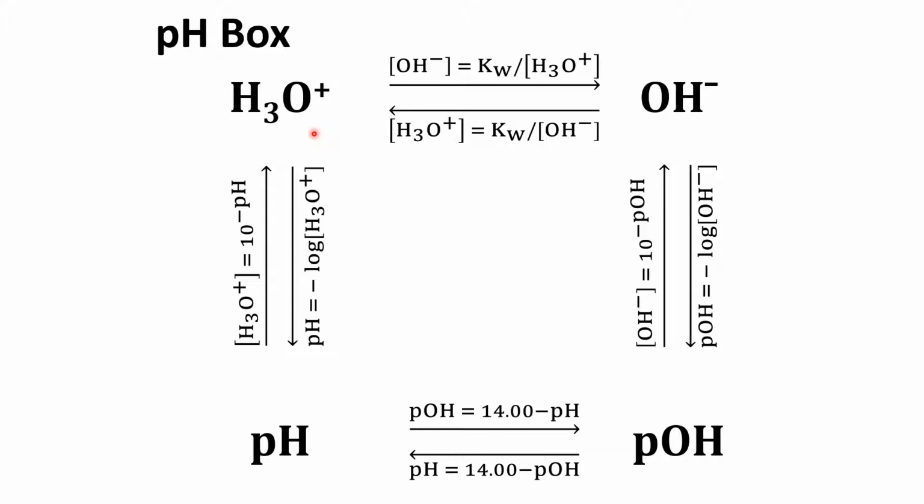Now, to convert from H3O+ to pOH, we have two options. We can either first convert to OH- and then convert to pOH, or we can convert first to the pH, and then from the pH we can convert to the pOH. In either case, you'll take two steps. However, in practice, it's usually easier to convert to pH first, because the last calculation is simply a subtraction, which is a slightly easier calculation than doing a division or a logarithm.